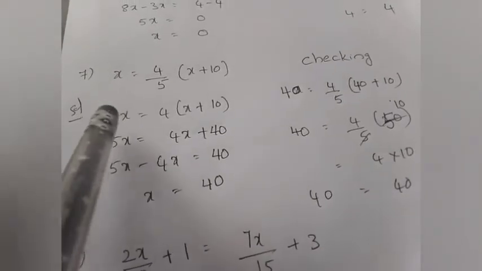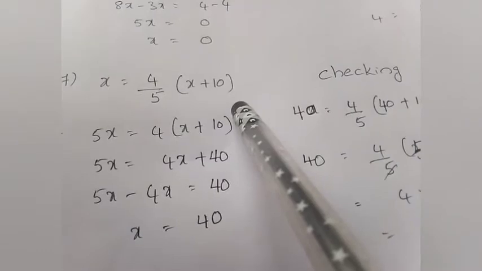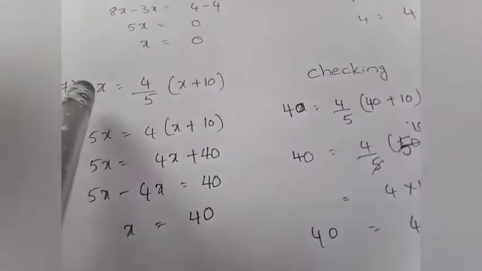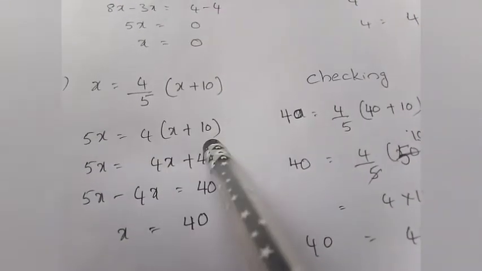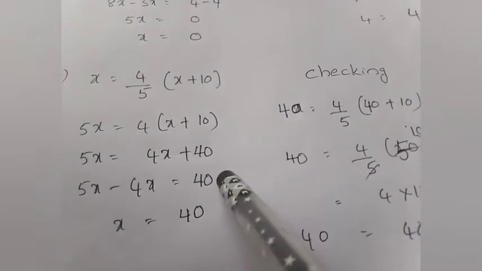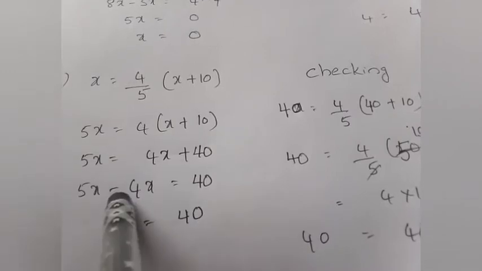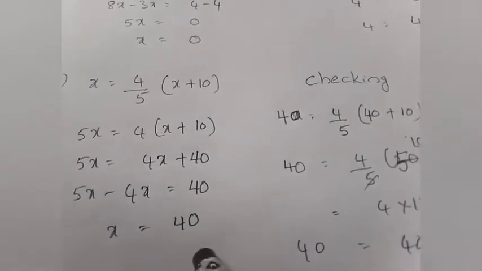Coming to the seventh one, x is equal to 4 by 5 into x plus 10. By cross multiplication, I am sending this 5 this side. 5x is equal to 4 into x plus 10. 5x is equal to 4x plus 4 into 10, 40. Now writing this 4x this side. 5x minus 4x, here 40. x is equal to 40.